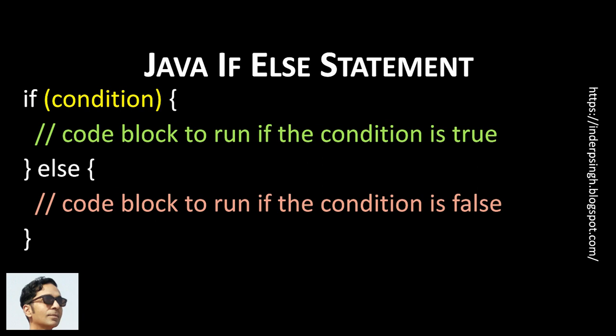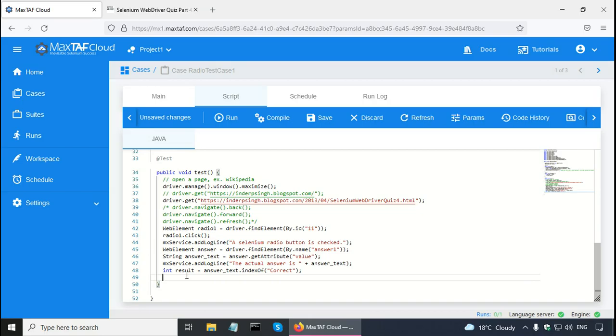So I have to use Java if-else statement. The syntax or format of the Java if-else statement is if, then we give the condition in brackets, and if the condition is true, this code block within the curly braces will be run. On the other hand, if the condition is false, then this code block will be skipped and the code block given after else will be run. So now I am going to implement the if-else statement in Java.